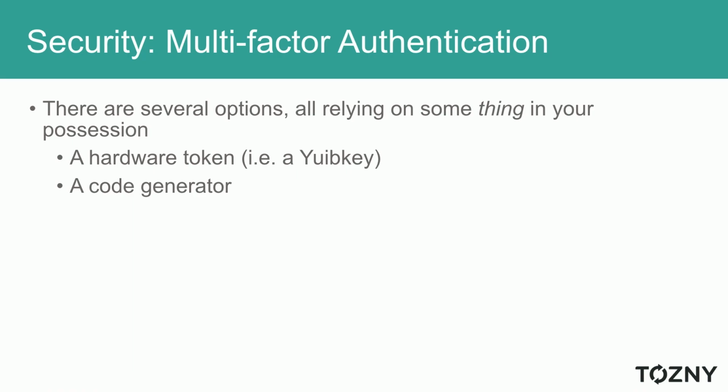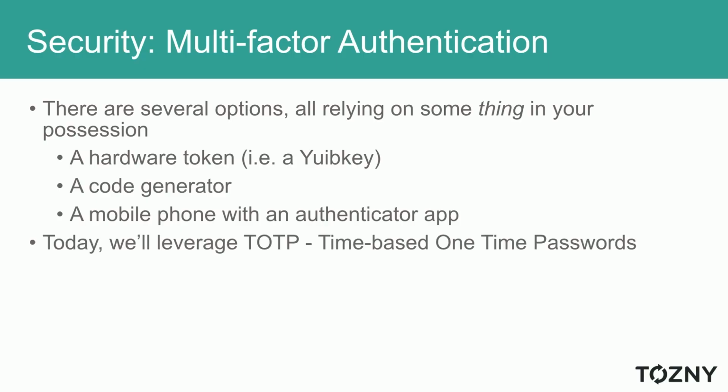You can also use a code generator. They have hardware code generators, software code generators, all sorts of different code generators. YubiKey will work as a code generator. You can use a mobile phone with an authentication app, like a Google Authenticator. Today, we're going to talk specifically about TOTP, time-based one-time passwords, and we're going to talk about using an authenticator app. That's why I recommended Google Authenticator and asked if anybody didn't have one.